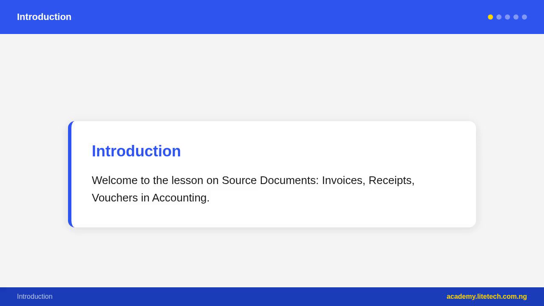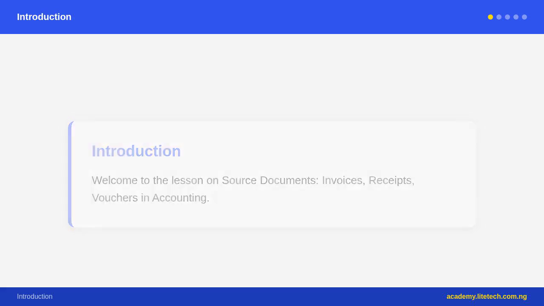Types of source documents. 1. Invoice, sales invoice or purchase invoice. An invoice is a document sent by a seller to a buyer listing the goods or services supplied, their quantities, unit prices, and the total amount due. Who issues it? The seller, the supplier. For the seller, it is a sales invoice, recorded in the sales daybook. For the buyer, it is a purchase invoice, recorded in the purchases daybook.